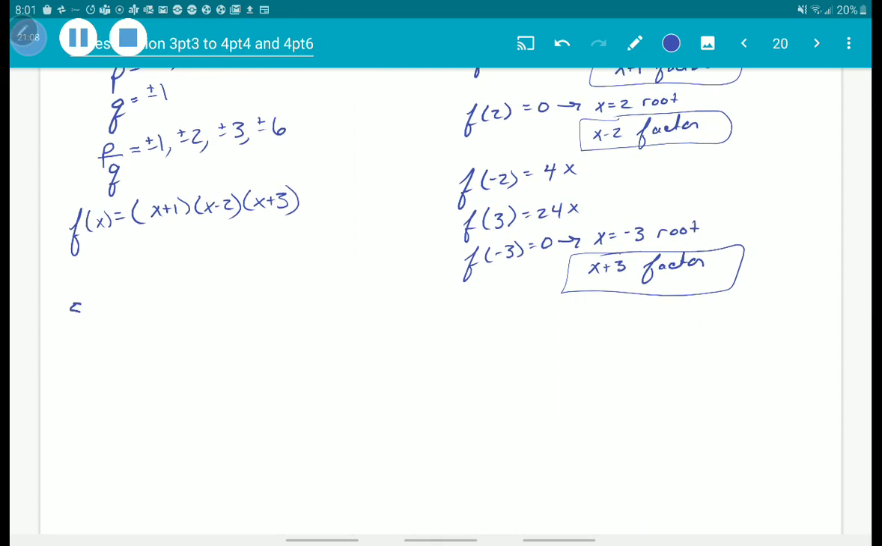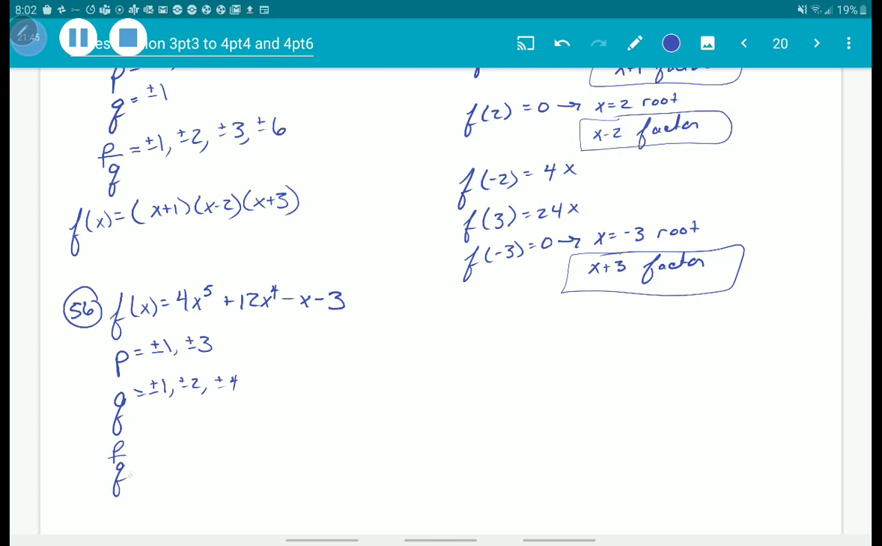Now let's do 56. We have f of x is equal to 4x to the 5th plus 12x to the 4th minus x minus 3. Let's do our PQ stuff. P is going to be factors of that negative 3, so we can multiply 1s and 3s together to get that. Q's factors of the leading coefficient 4, so we can multiply together 1 and 4, or we can multiply together 2's.